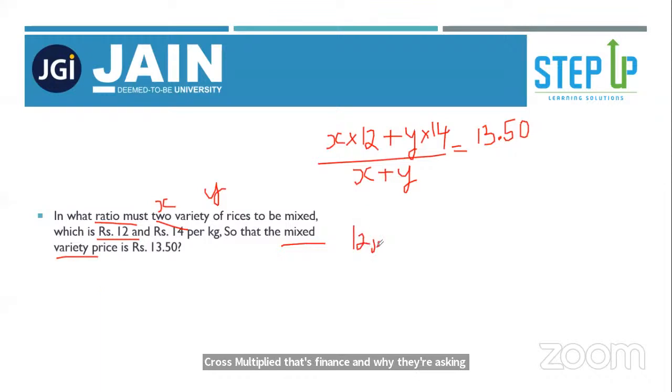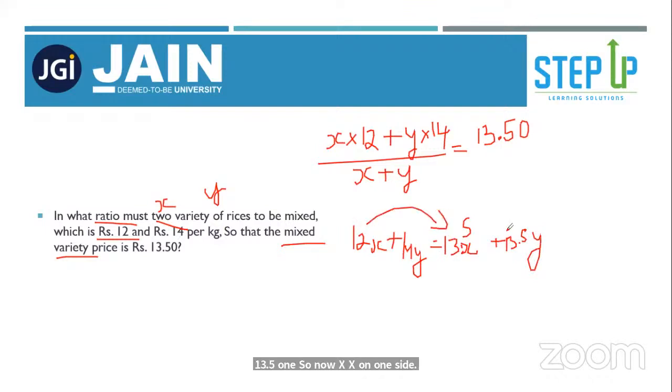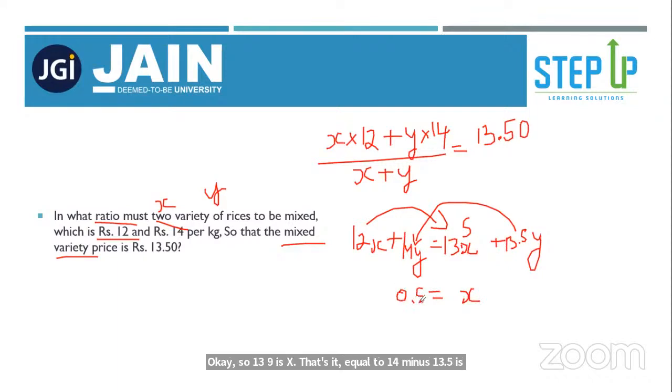So 12X plus 14Y equals 13.5X plus 13.5Y. So now X and X on one side, Y and Y on the other side. 13.5 minus 12 is 1.5, so 1.5X, and 14 minus 13.5 is 0.5Y. So X by Y equals 0.5 by 1.5. Yes, it is 1 by 3.